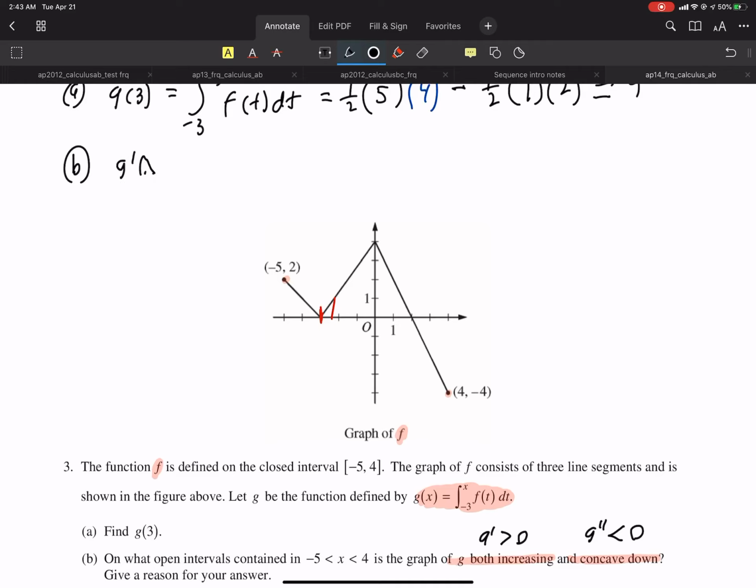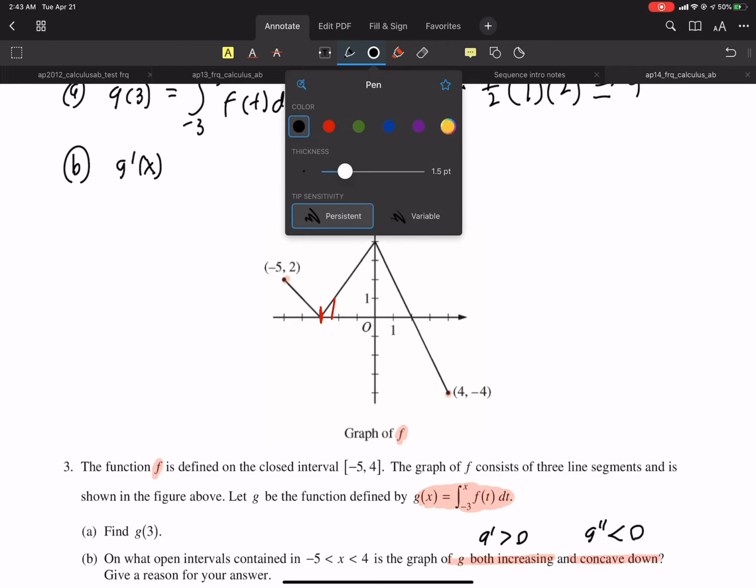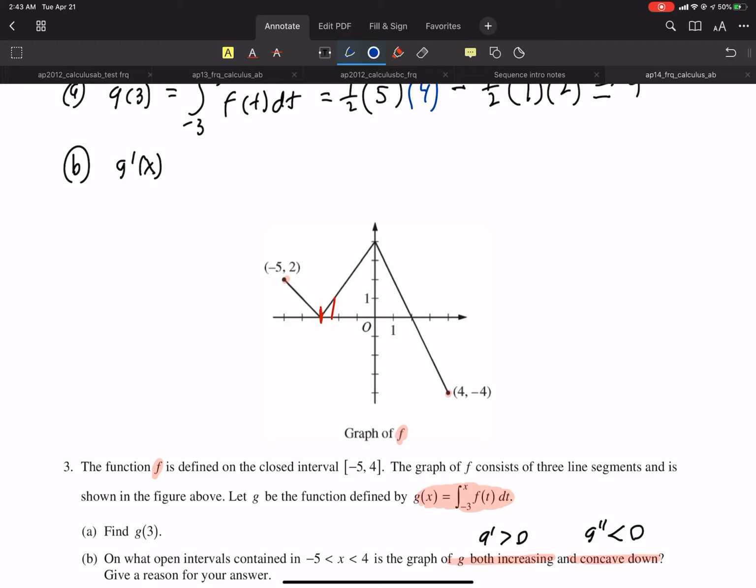What is G prime of x? So if we look at this, G prime of x, you're taking the derivative of an integral. And very important here, is from a constant to your actual variable of your function. We learned the fundamental theorem says if you take the derivative of an integral from a constant to the variable of your function, you just plug that variable in for t. And so that, wonderfully, is just f of x.